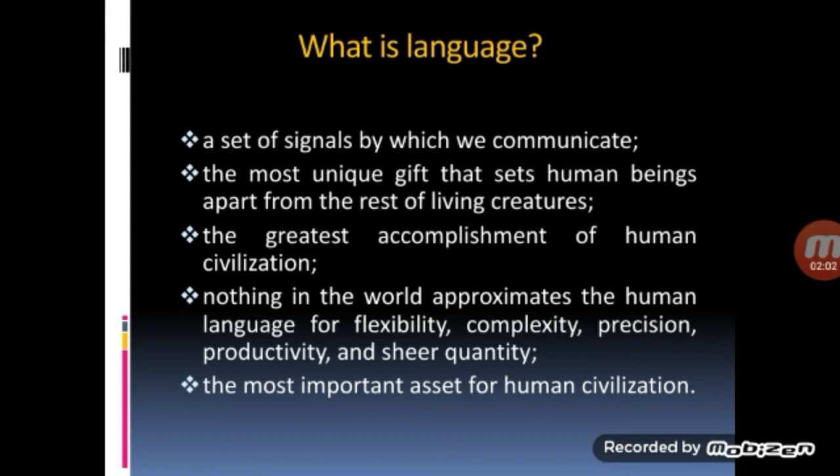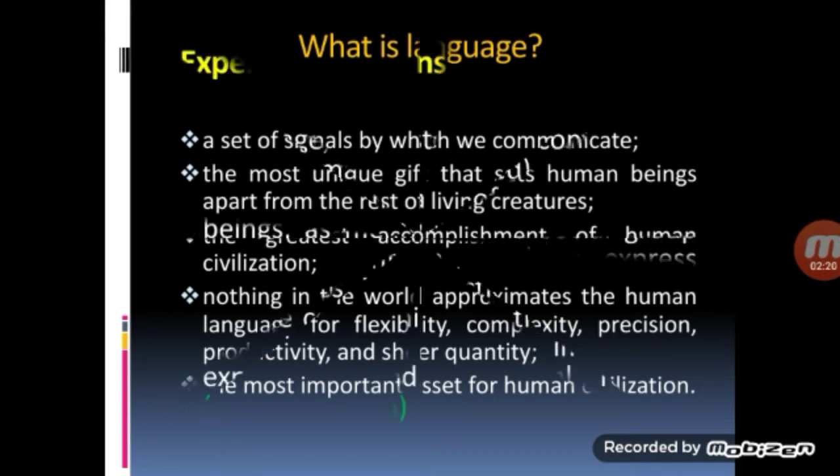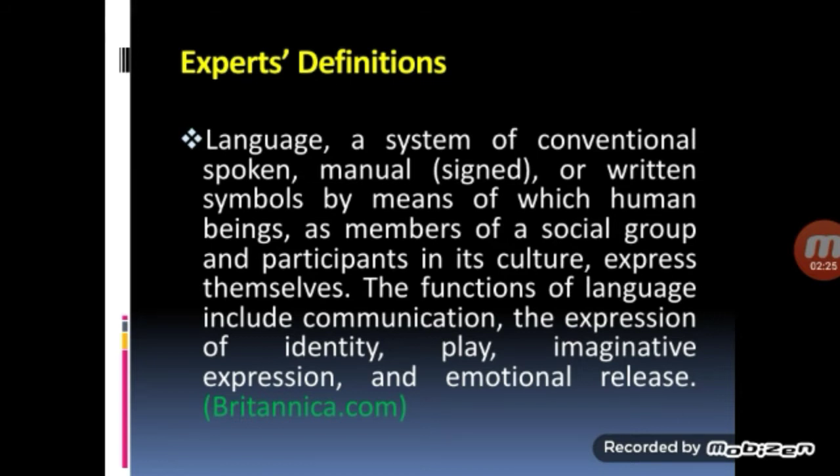Nothing in the world approximates the human language for flexibility, complexity, precision, productivity, and sheer quantity. It has proved such a valuable asset for human beings. Thus, language is undoubtedly the most important asset for human civilization. Language is defined by different linguists and different scholars in different ways. Here is one definition of language from Britannica.com.